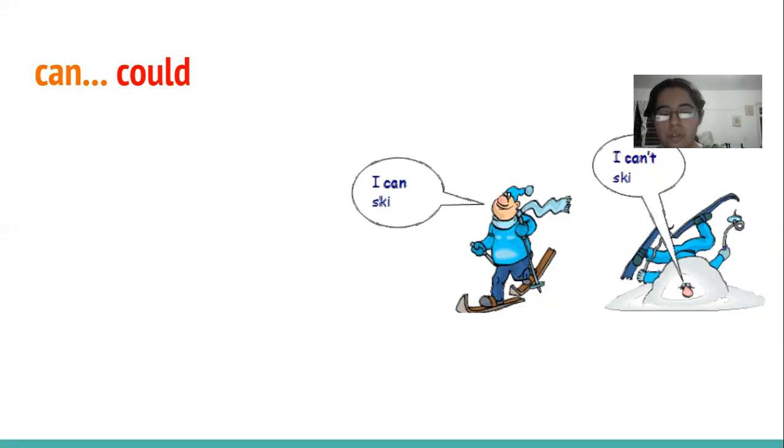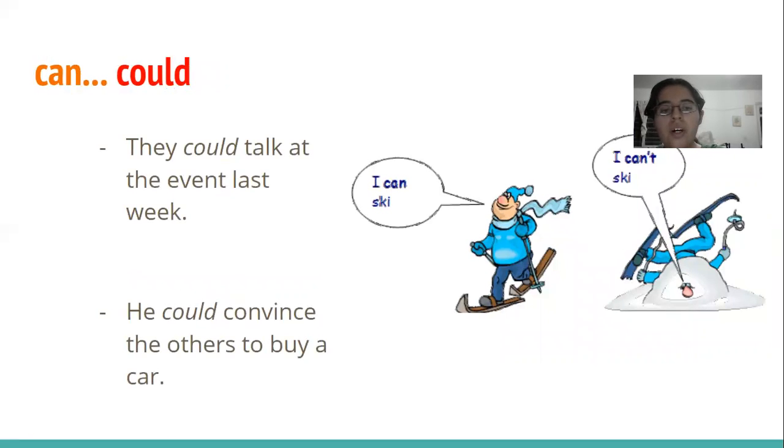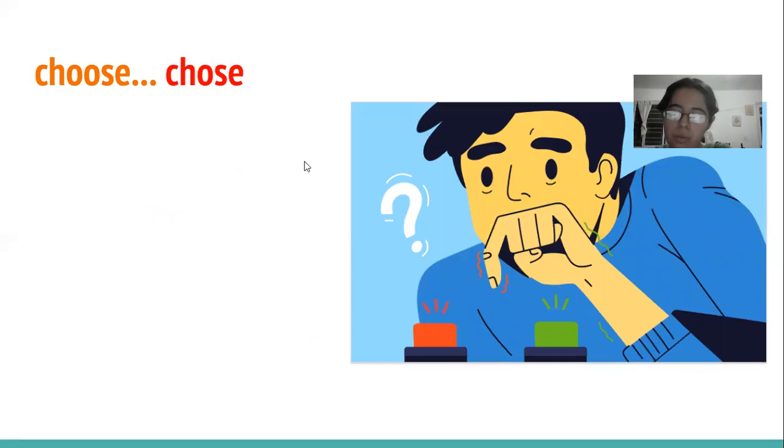Can, could. So they could talk at the event last week and he could convince the others to buy a car. So can refers to possibility or ability. So maybe we can say that this man in present can ski, but now he doesn't know how to ski. He forgot. So the man could ski. He doesn't know how to do it now. So can, could.